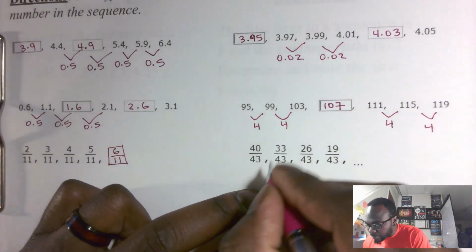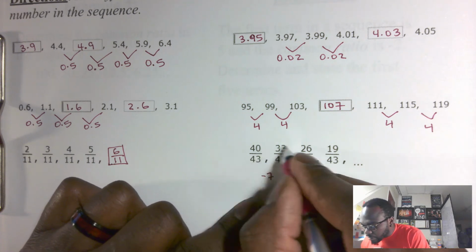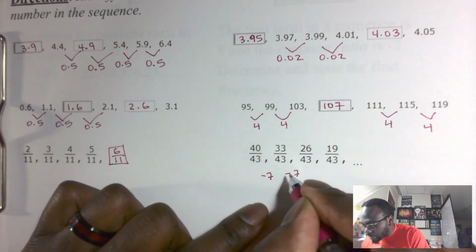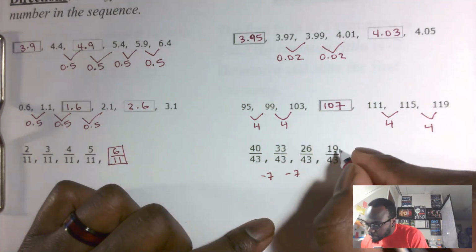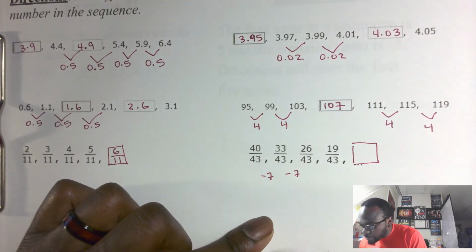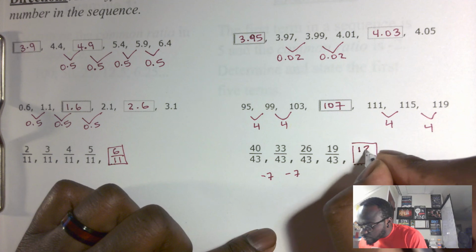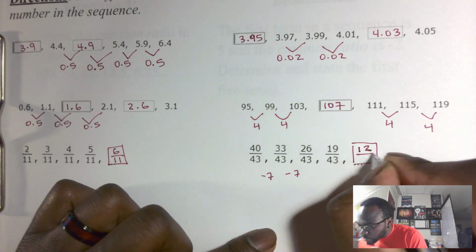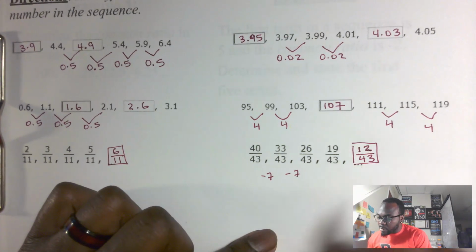We go from 40 to 33. There's a common difference of -7. All right, -7 in numerator, -7 again. All right, so here, what do we do? -7 in numerator is going to give me a common difference here of what? 12 over 43. All right, 12 over 43.